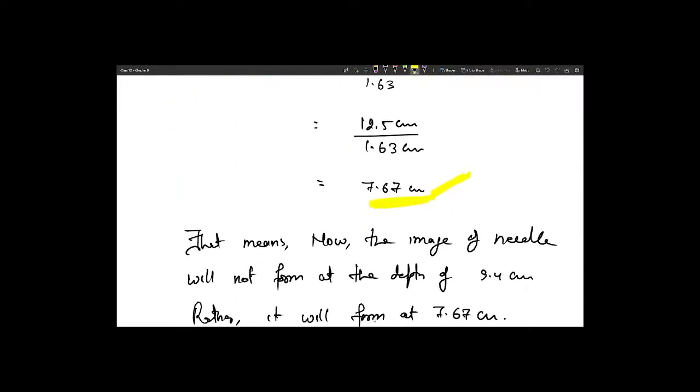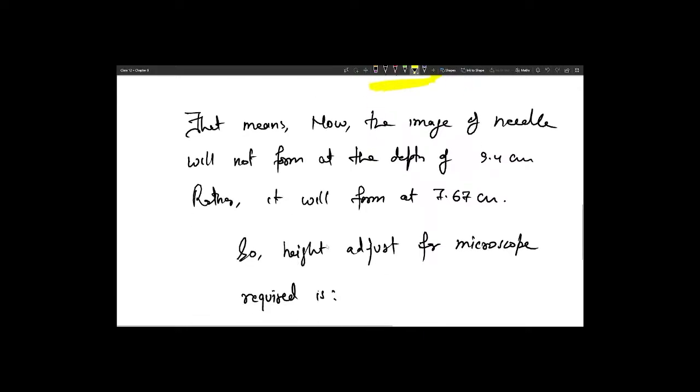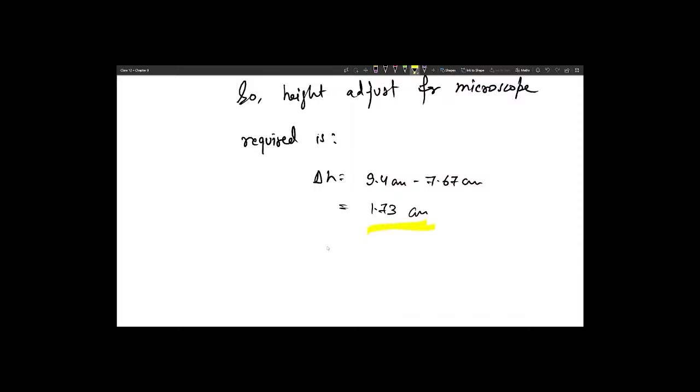So the question was asking what distance should we move the microscope so that it can focus again. So the difference of these two apparent depths is the distance by which we need to move it so that we can focus again. So the difference between 7.67 and 9.4 centimeter is going to be equal to 1.73 centimeter.